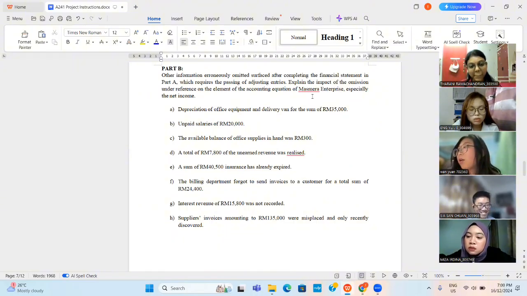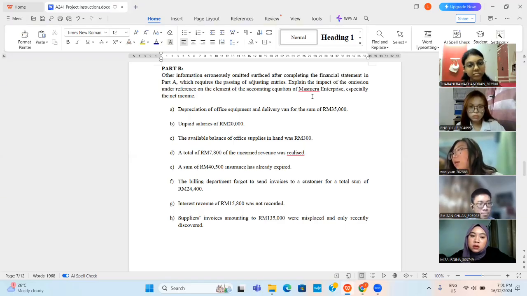The impact on the accounting equation: assets are decreased because the office supplies are used up, and equity is decreased because the expense reduced net income. The net income impact is decreased by the difference between the previous recorded office supplies and RM 300.